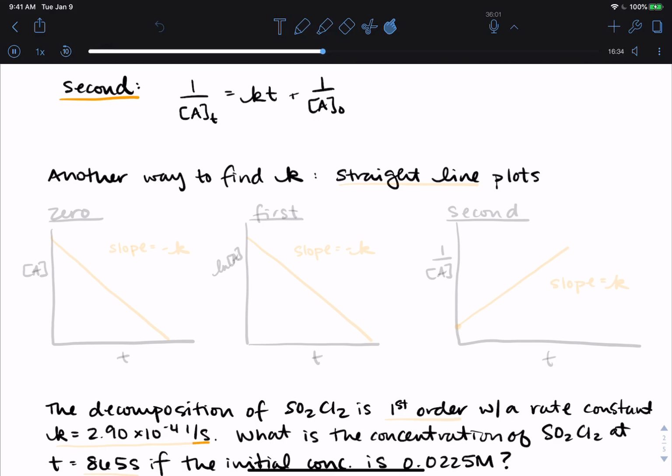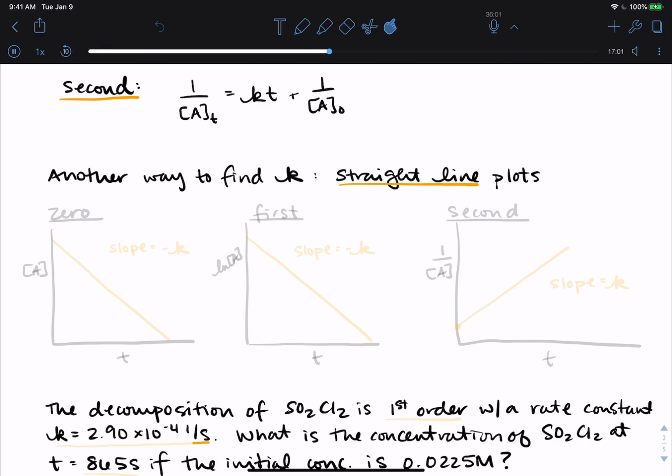So once you know the order of the reaction, you could create this plot. Or if you want to make sure the order of the reaction that you've calculated is correct, you could take your data and start to put it in these different forms of plots until you get a straight line. Because each straight line plot will come from a different way of plotting the data.